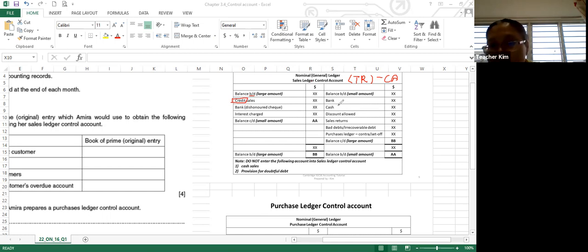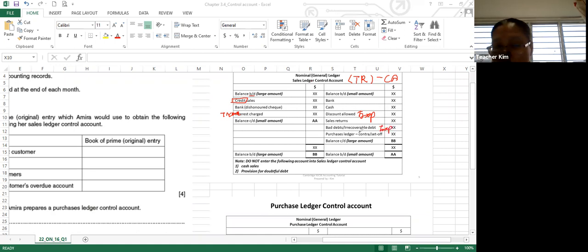Discount allowed always goes together with the bank and the cash. Discount allowed is an expense to the business. But when the cheque cannot be cleared by the bank, this is a dishonored cheque, then we will debit back the sales ledger control account and credit the bank. If a customer is late for payment, we charge them interest. This interest to the business is an income. When goods are returned by the customer, we have sales returns on the credit side. Irrecoverable debt is on the credit side because this is an expense.